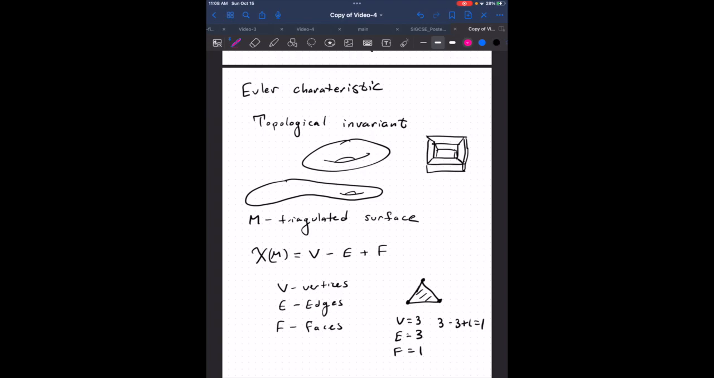And one amazing thing to note is we could triangulate this in a different way. So maybe I add an edge and a vertex, and I split a face here.